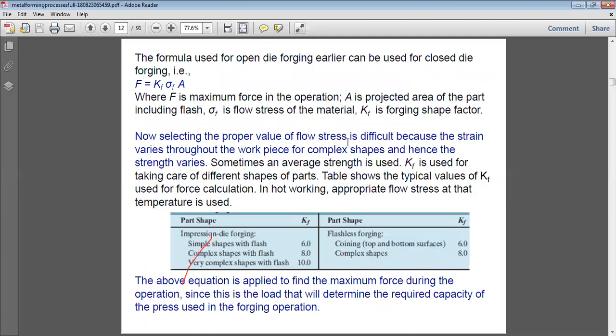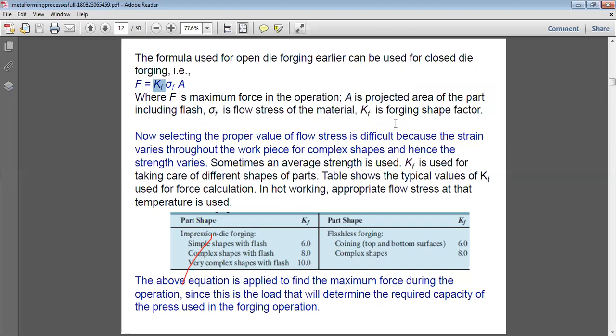The formula used for open die forging can be used for this die. Force F equals Kf times sigma f times area, where F is the maximum force of the operation, area is the projected area, sigma f is the flow stress of the material, and Kf is the forging shape factor. This is a fixed value for the forging shape factor.